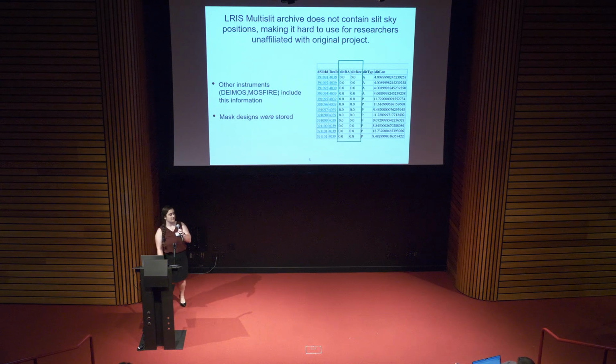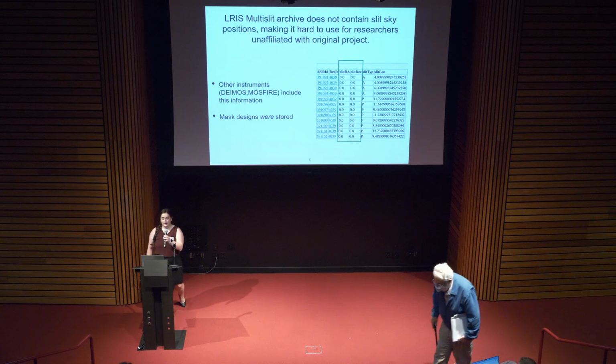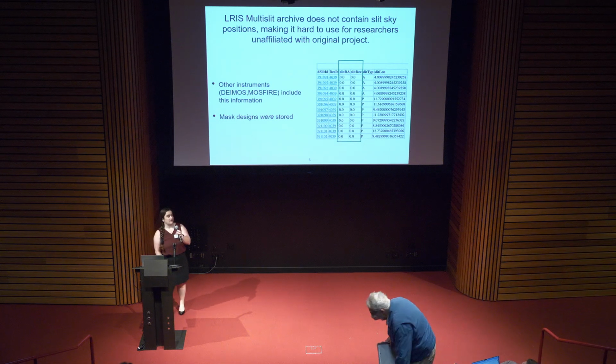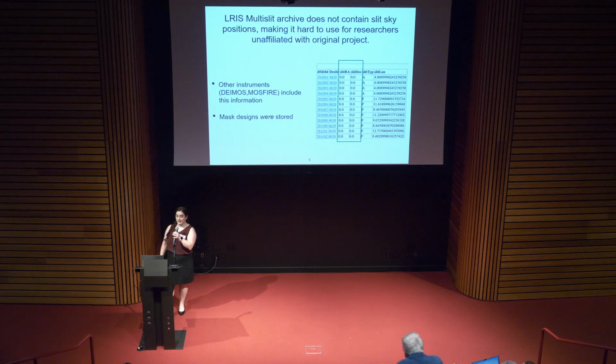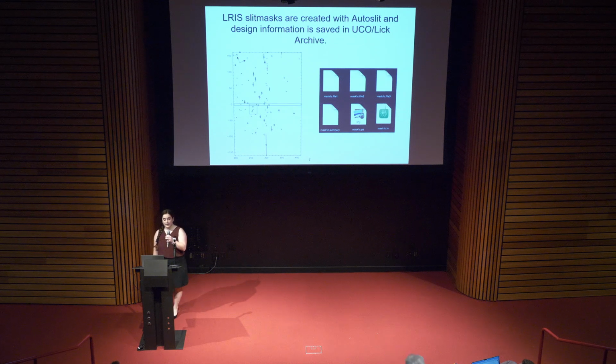There are other spectrographs like Deimos and Mossfire that do include this information, but unfortunately LRIS doesn't. However, mask designs were stored in a separate archive at UCO-LIC, and while that doesn't include the sky positions of the slits, it does give us the mask design information, which we can use to bridge that gap and calculate the sky positions, which is what my work involves.